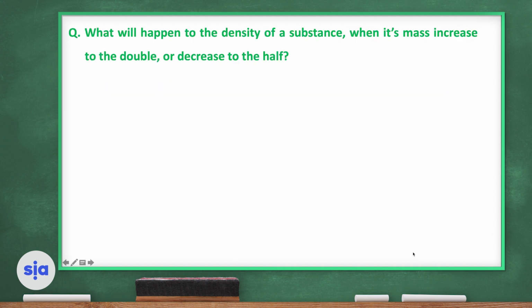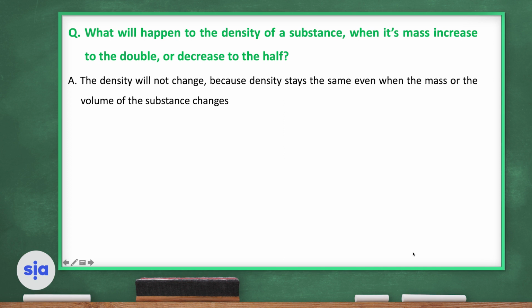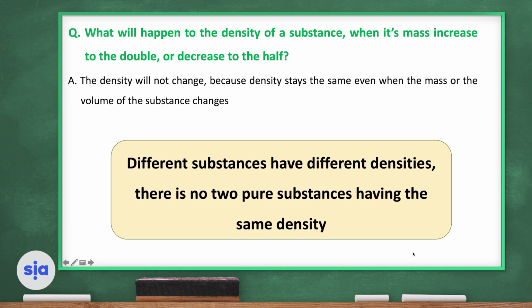Now, what will happen to the density of a substance when its mass increases to the double or decrease to the half? What do you think? Nothing will change. The density will not change because it will stay the same even when the mass or the volume of the substance changes. So as a conclusion, different substances have different densities, and there is no two pure substances having the same density. So each pure substance has its own unique density.